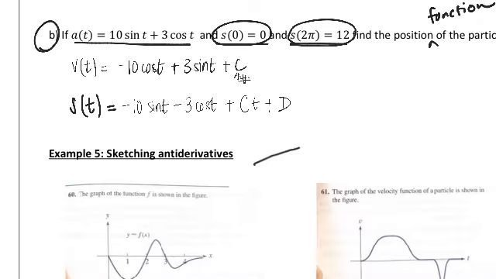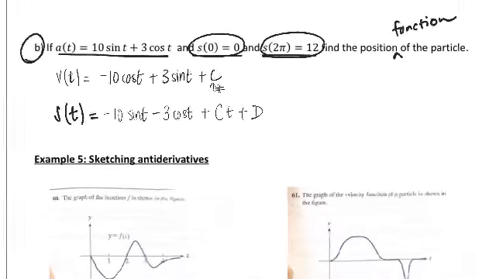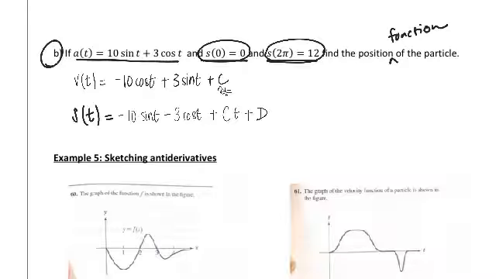So let's put in the first one, S of 0 is equal to 0. I'll do that in blue. So 0 is equal to 0 minus 3 times cosine 0, which is minus 3, plus c times 0, which is 0, plus d, right? So d comes out to be 3.